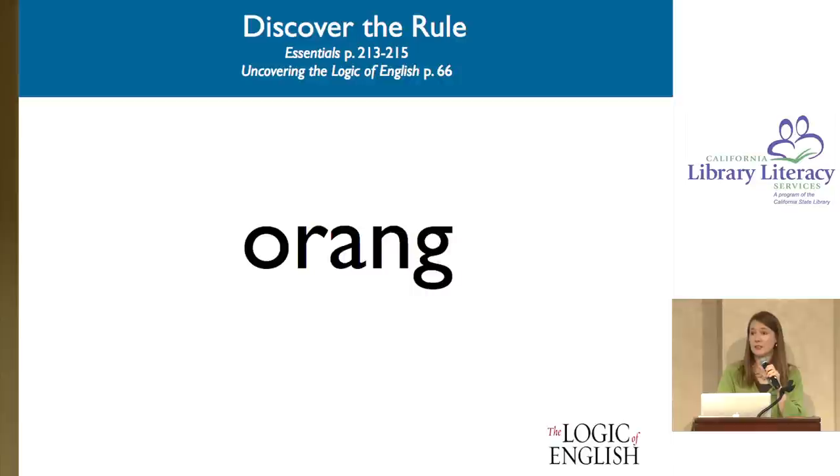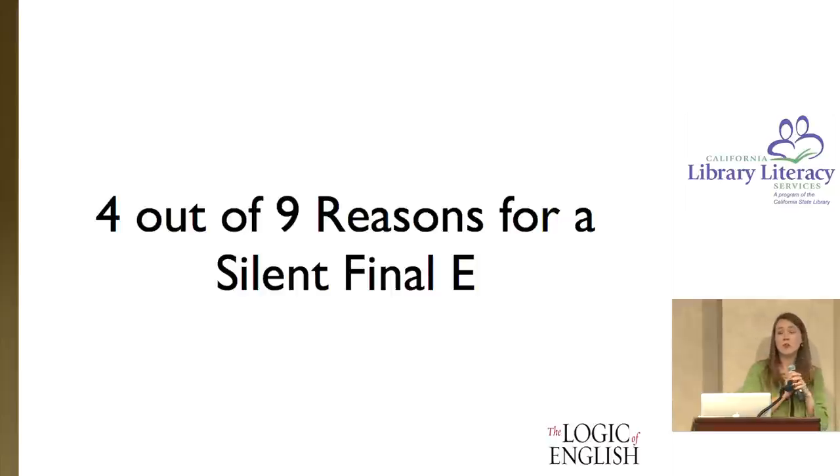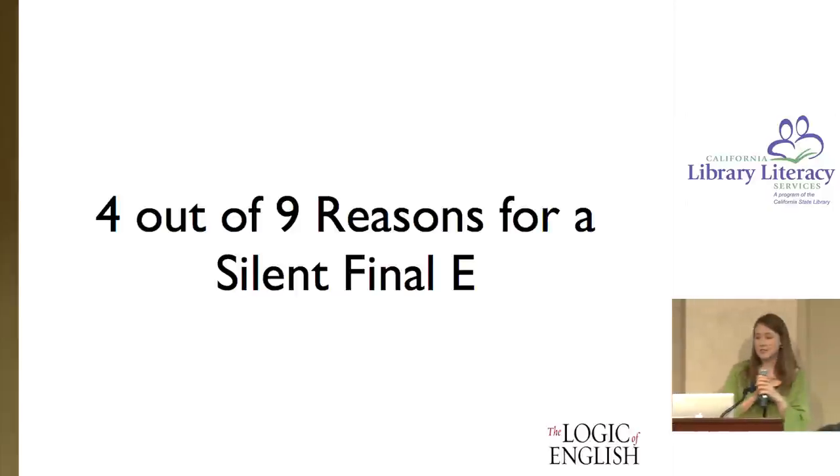What would this say? Orang. Do you see it? The C says S and the G says J because of the E. Now, this is only 4 of the 9 reasons for a silent E. And I can't share all of them with you because of time, so you'll have to read the book.